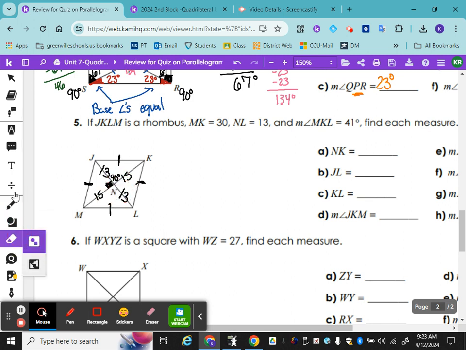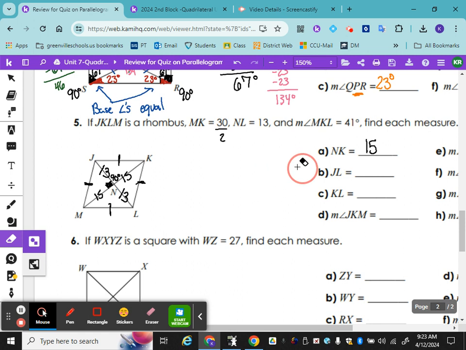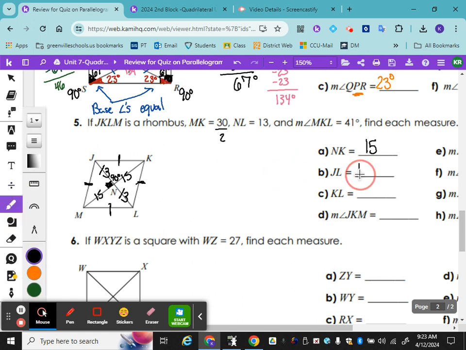N to K is 15. So I got 15 by dividing that by 2. So it's just one part of that. J to L is both 13 plus 13. So 26. Not degrees, that's wrong. It's not an angle.